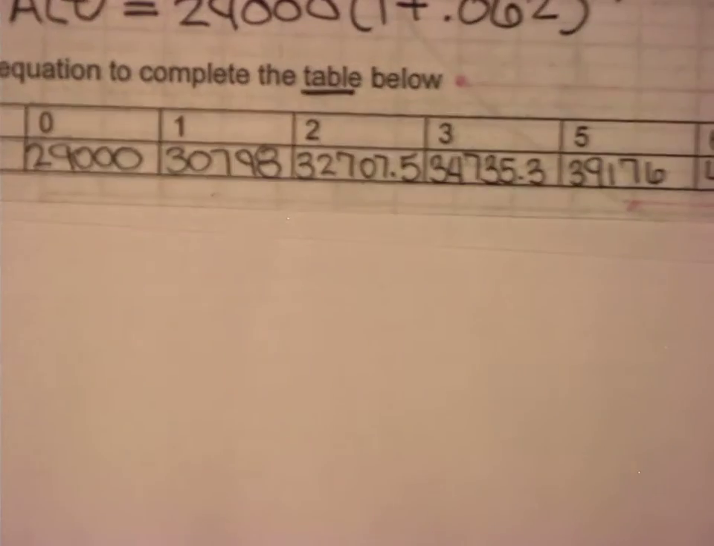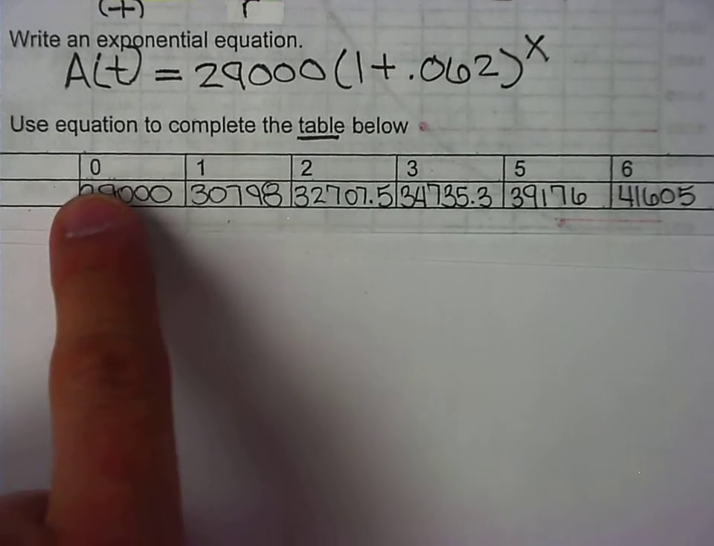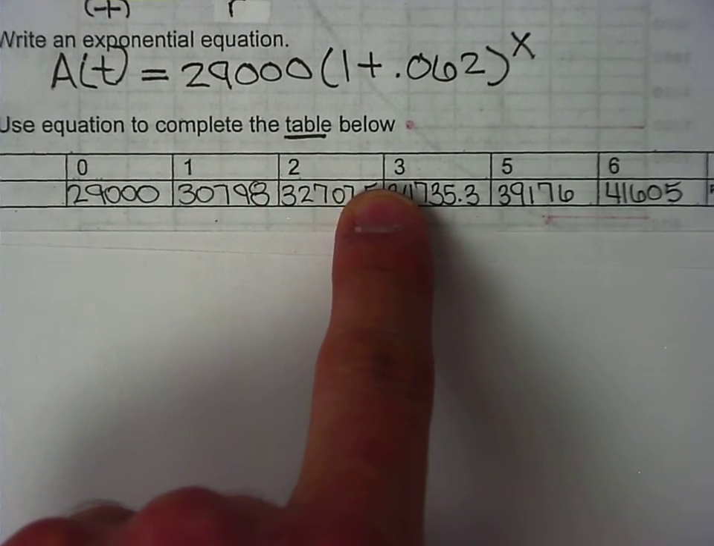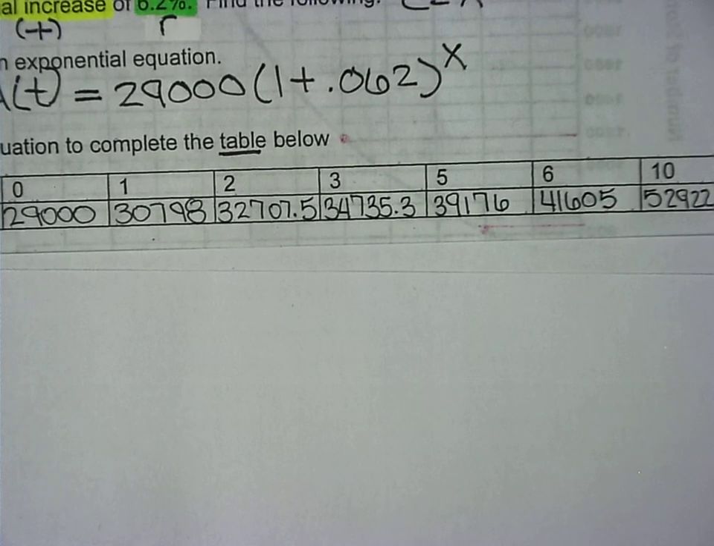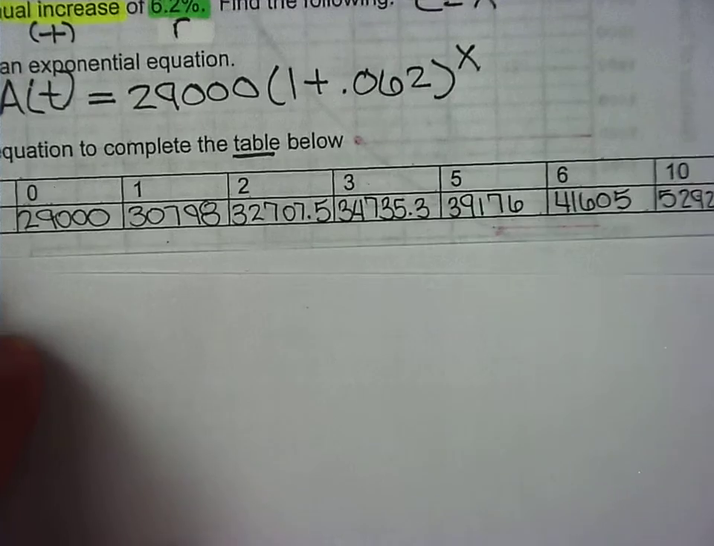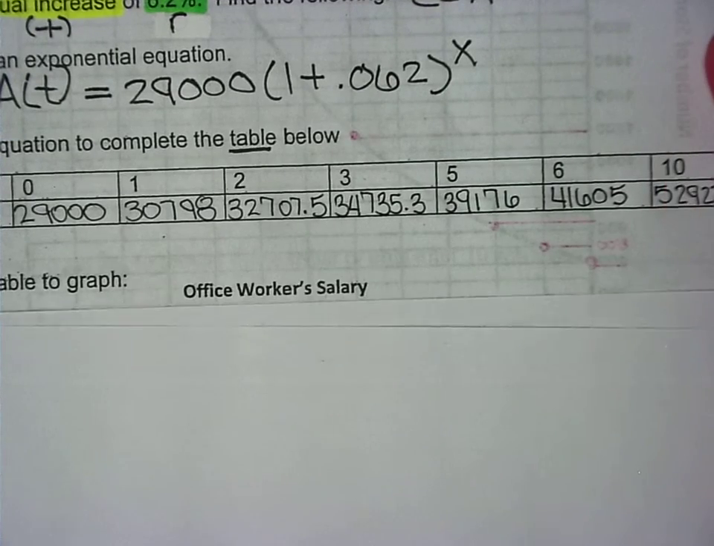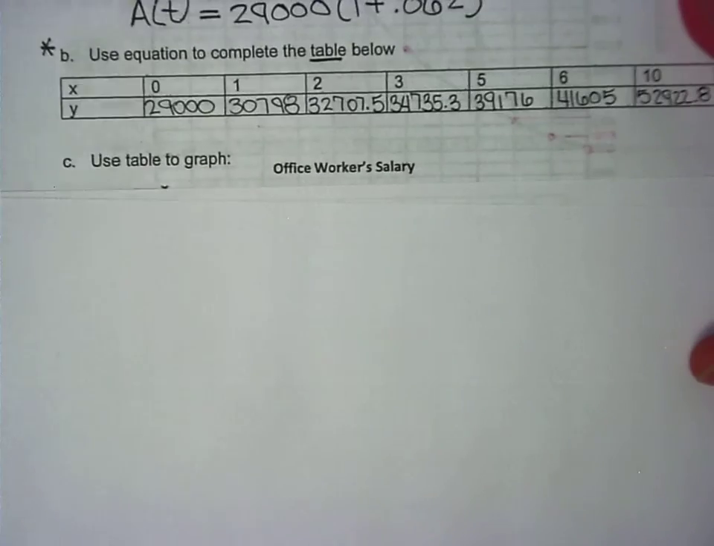When you've done that, your table should look more or less like this, if you did it correctly. Be careful because it goes 0, 1, 2, 3, it skips 4, it goes 5, 6, and then jumps to 10 again. So don't just go right in order. Remember, you're paying attention to your x values and your y values. Great, so once you've done that, you are now next asked to use the table to make a graph.